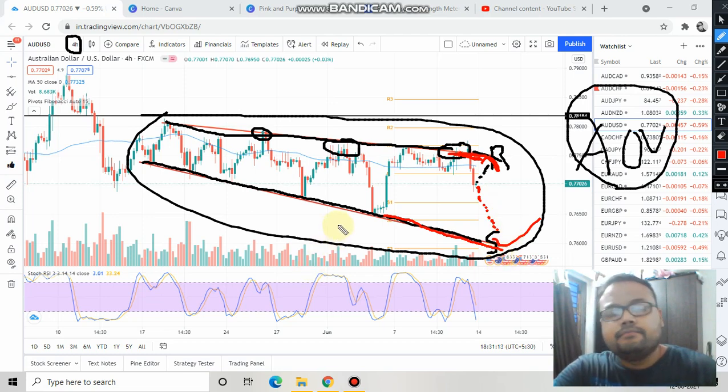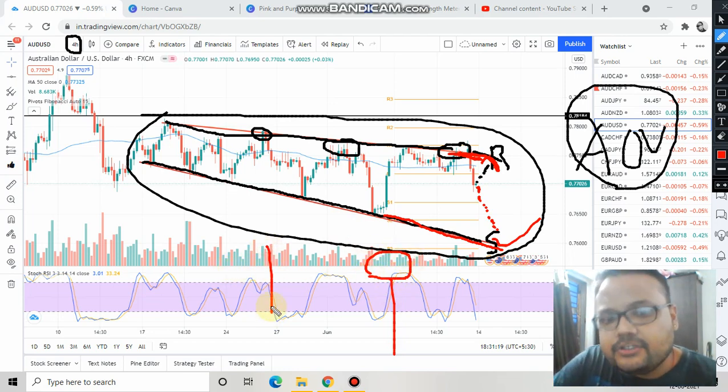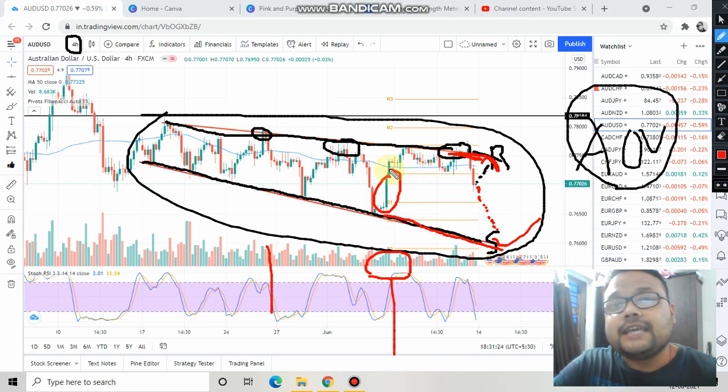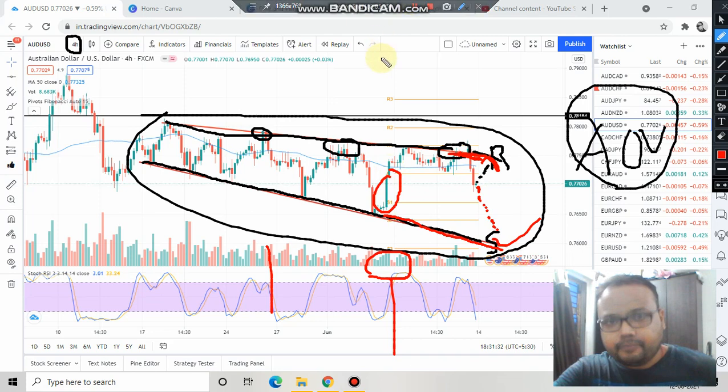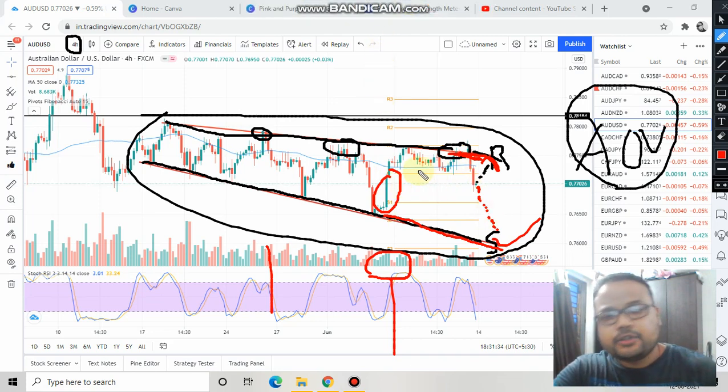And just remember, confirmation is important. Confirmation will be in the form of a hammer, price rejection from below, or a green candle like this. Once you get the confirmation that the market is respecting this trend line as a valid support, you can go for a buy order. So these are the two trading opportunities.